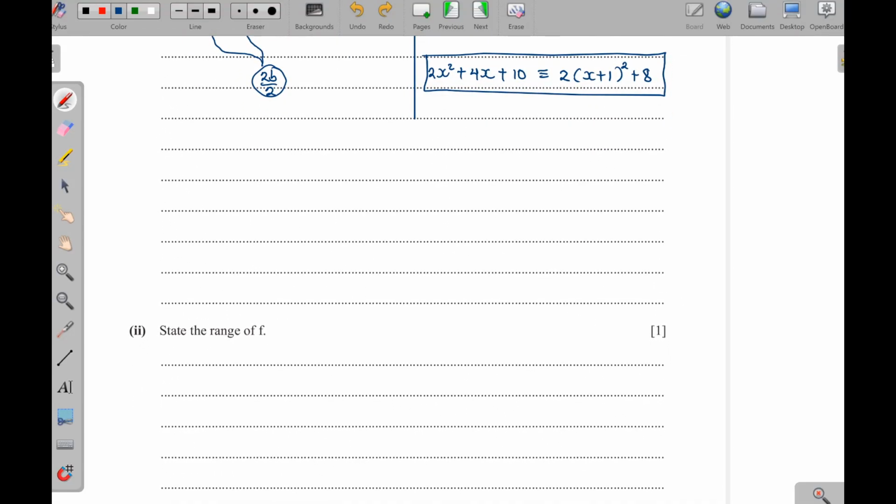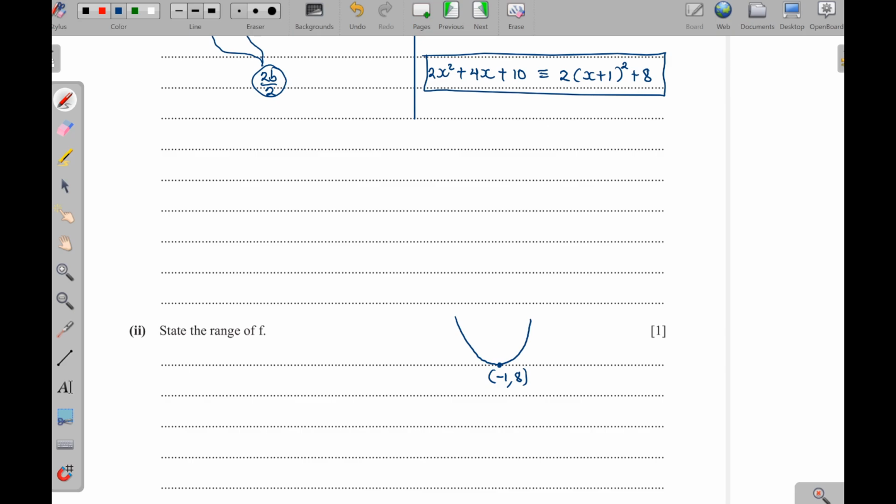If the coefficient of x squared is positive, that means we are going to have a U-shaped curve. So if we have that U-shaped curve, then its turning point is going to be obtained by getting this one and equating it to 0. You will get -1 as the x coordinate. And if we have -1 here, then the y coordinate will be that 8. So in other words, these are the coordinates of the vertex.